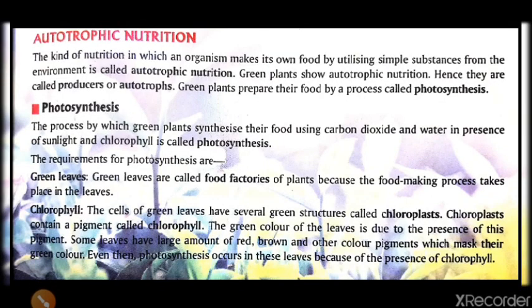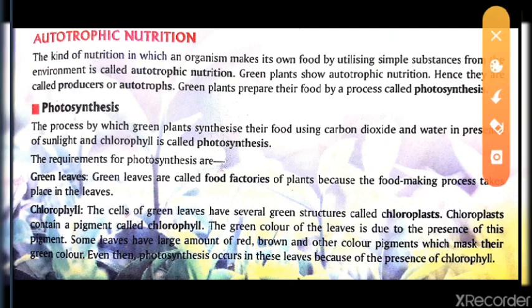So here we start with our new video, that is the autotrophic nutrition. We had discussed earlier that autotrophic means the self-made food. That means the one who can prepare their own food is known as autotrophic mode of nutrition. And we have given the example, that only green plants make their own food.